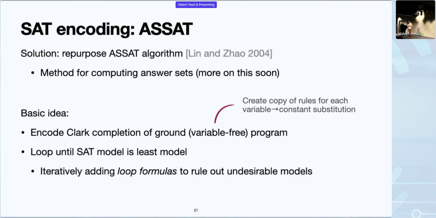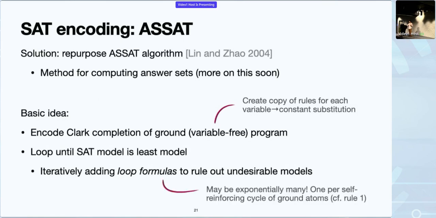And then we enter a loop. So we loop until the SAT solver gives us a least model. And in each iteration of the loop, we add a loop formula that rules out models that aren't least models. I'm not going to go into the details of what these loop formulas are, but essentially they correspond to self-reinforcing cycles of ground atoms. So like we saw with rule 1 on the prior slide. And because of this, there may be exponentially many of them. In practice, there are often fewer.